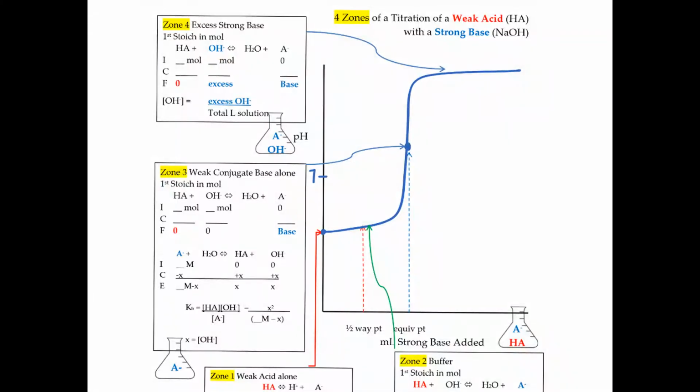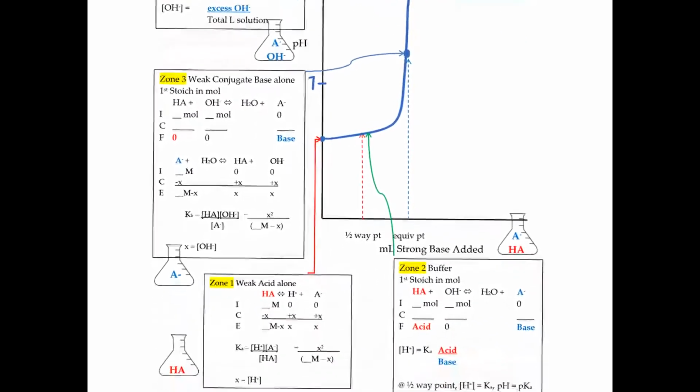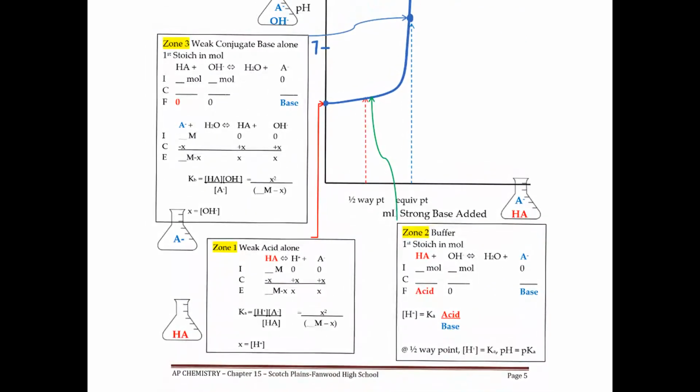Today we're on page 12 of the AP Chemistry Chapter 15 packet, and we're simply going to review the four zones of a titration of a weak acid, HA, with a strong base, NaOH. Recall that in the beginning we're going to have just the weak acid, HA, in the flask. So you can see a little diagram here that you only have HA in the flask.